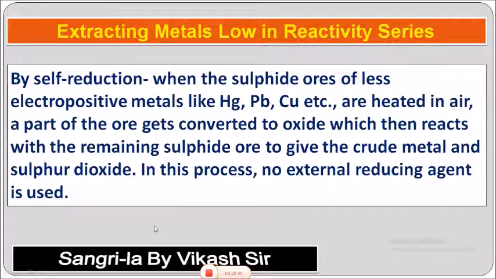Now, extracting metals low in the reactivity series. Remember, by the process of self reduction, when the sulfide ores of less electropositive metals like Hg, Pb, copper, etc. are heated in air, a part of the ore gets converted to oxide, which then reacts with the remaining sulfide ore to give the crude metal and sulfur dioxide. In this process, no external reducing agent is used. So for extracting metals low in the reactivity series, we can use the self reduction process.